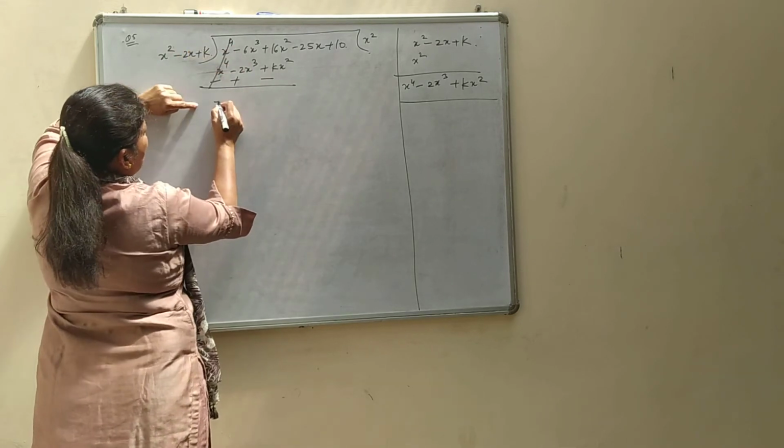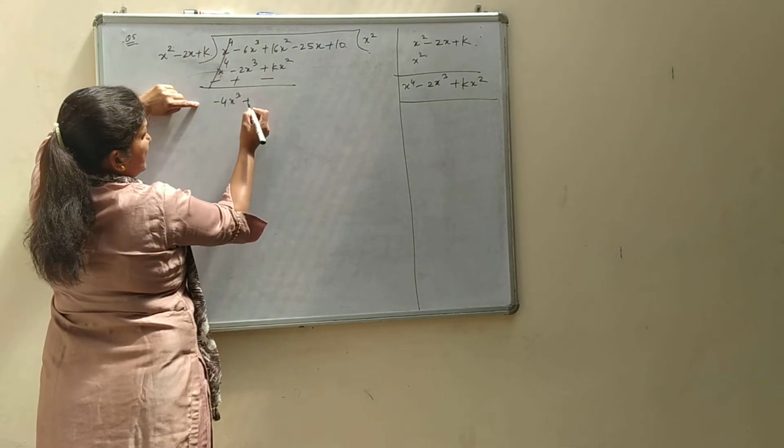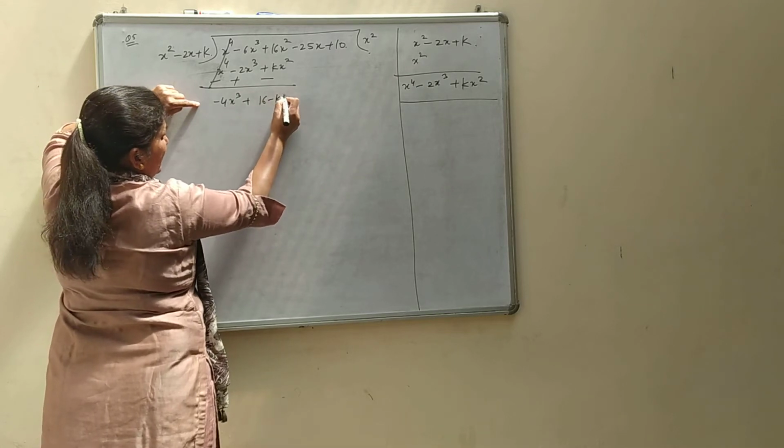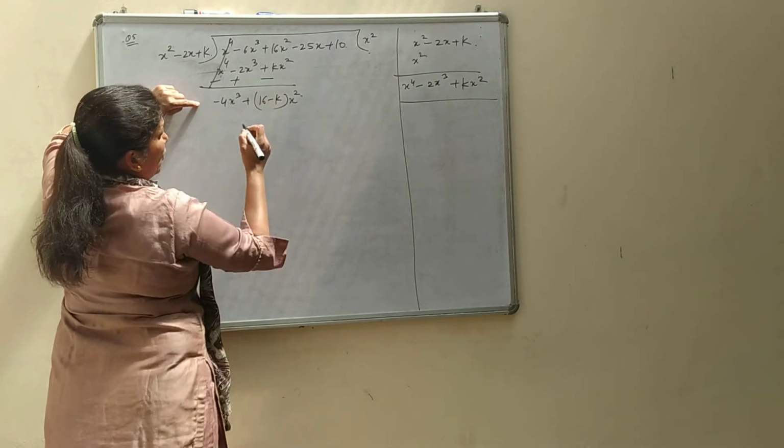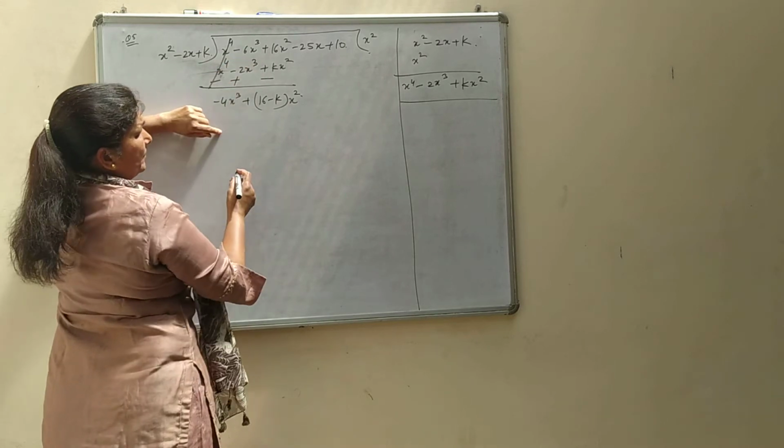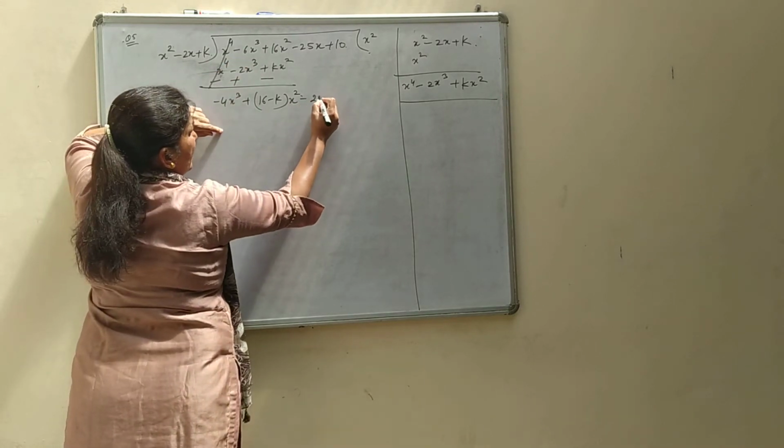Minus 6 plus 2, minus 4x cube, plus 16 minus k. We will write it just like this, because we can't subtract k from 16. Minus 25x plus 10.